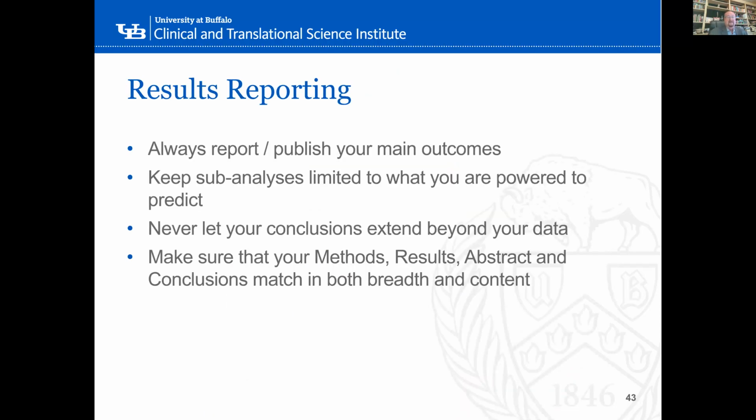So results reporting. Always publish your research, your main outcomes, even if they didn't work out. And if you're publishing a sub-study because you got positive results in your sub-study, also publish the main conclusions because it's just not fair to the readers to not know what you are powered to conclude. Never let your conclusions extend beyond your data. In the discussion, you can postulate, but in your conclusions, you need to stick to what your data has shown. Make sure that your methods, results, abstract and conclusions all match the breadth and content of your study.